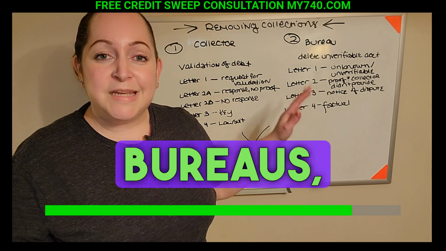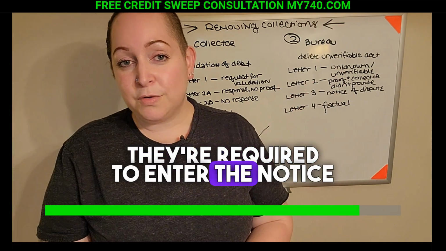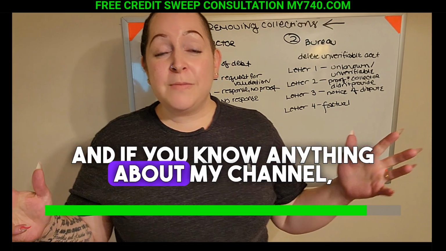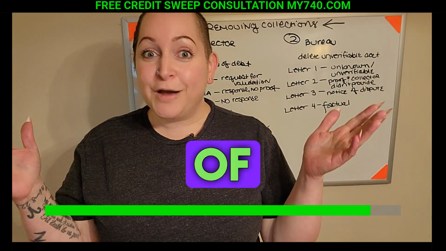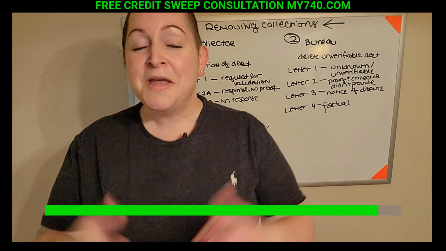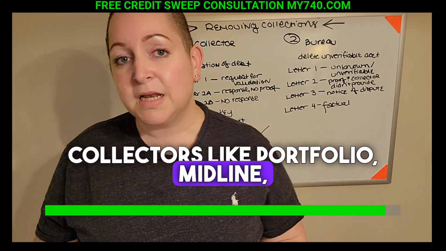So with the bureaus, it is FCRA 623 where it states that they're required to enter the notice of dispute versus the FDCPA with the collector. And if you know anything about my channel, you know that I'm the queen of factual disputes. Otherwise, you would not be here watching this video either. Just remember, don't use this on debt buyer collectors like Portfolio, Midland, Second Round.